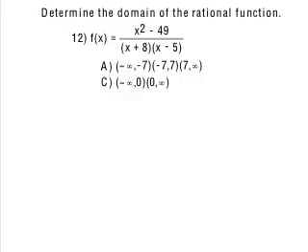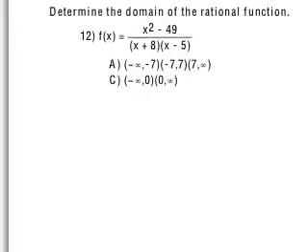Number 12, determine the domain of the rational function. Okay, so we have f of x equals x squared minus 49 divided by x plus 8 times x minus 5. Now we don't have to do anything else but look at the denominator here. Seeing that there's x plus 8 and x minus 5, we can see that the domain does not include negative 8, nor does it include 5. Can't include negative 8 or 5 because that would make it 0.